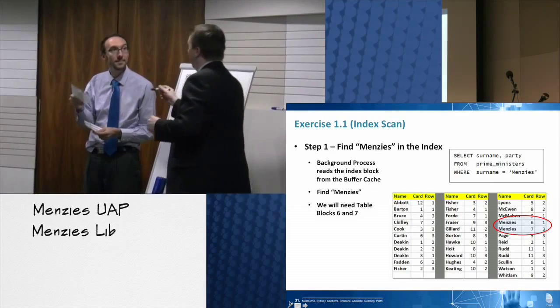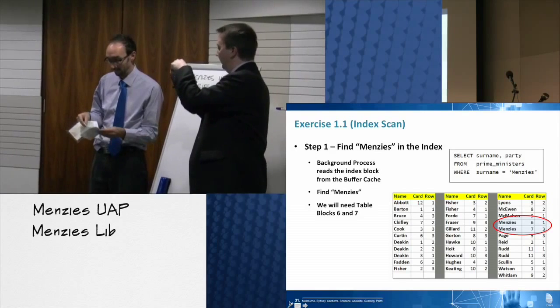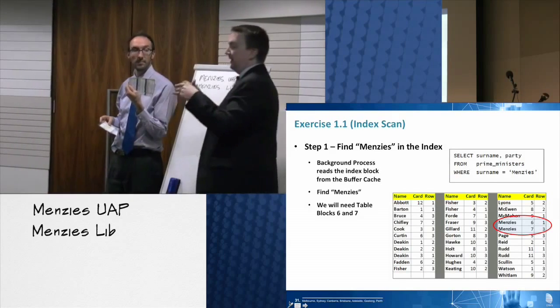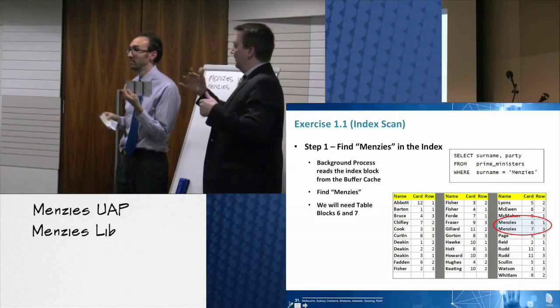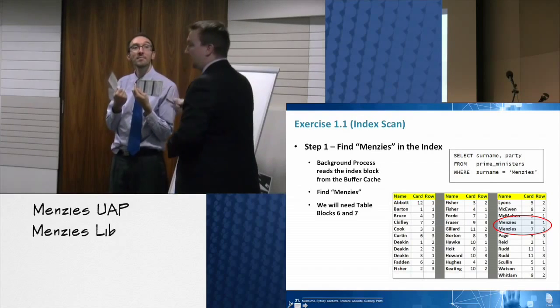Now looking at the index, I've done my range scan from the top of Menzies to the bottom of Menzies. The next one after Menzies is Page, so I'm at the end of my index scan, and I'm all done. How many block reads did I do? 2. Cool. So I went back to disk twice.